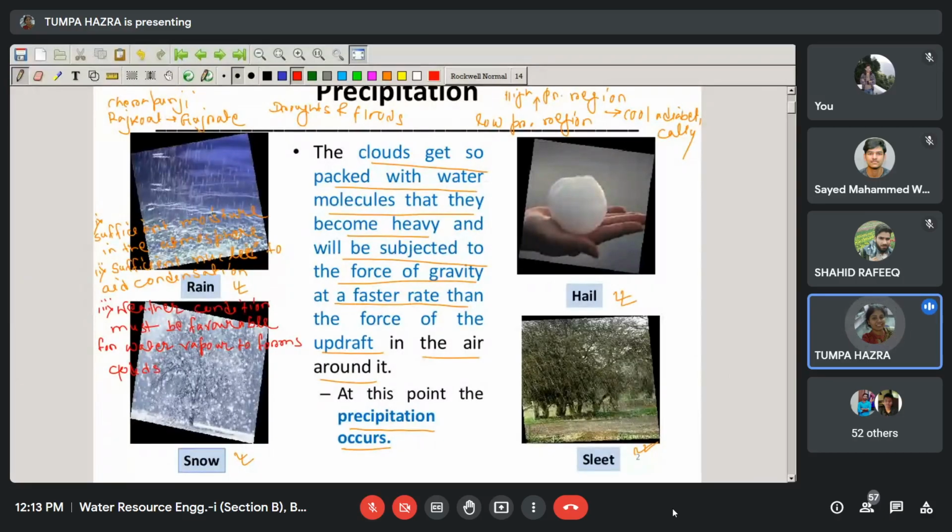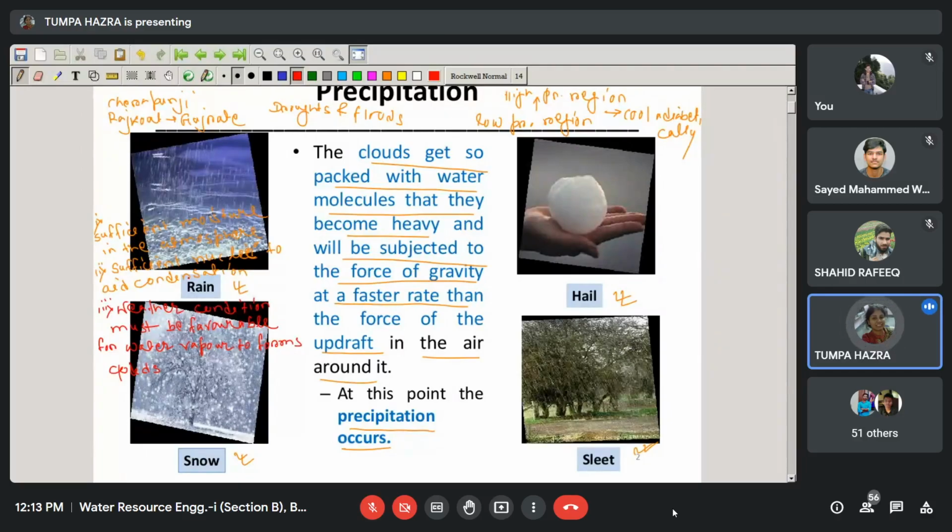I have told you that there should be sufficient nuclei for condensation. Actually, all the dust particles present within the atmosphere act as the nuclei for condensation. So that is why we always talk about our environment being free of pollution. But if there were no dust particles, then this condensation would not occur.